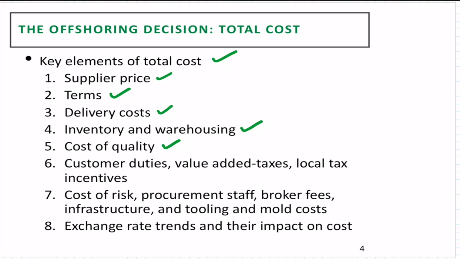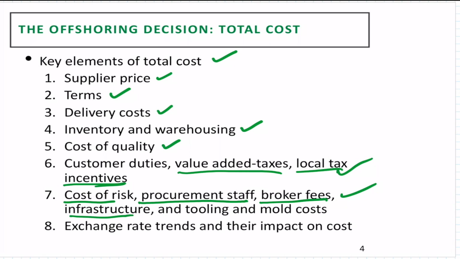Similarly, total cost may include customs duties or value-added taxes or local tax incentives that companies might receive. Another cost element is cost of risk, procurement staff, broker fees, infrastructure, tooling and mold costs. And the last one is exchange rate trends and their impact on the cost.